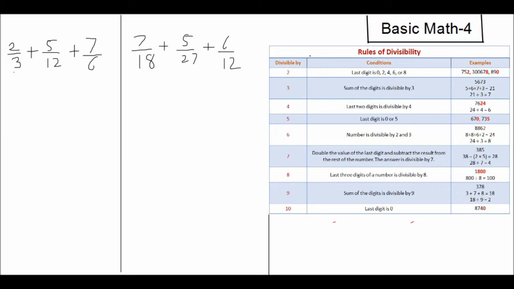Now see, 3 and 6 both are divisible by 12. So we will cancel 3 and 6. So LCM will be 12. So we will make the denominator 12. We will make all the denominators 12.